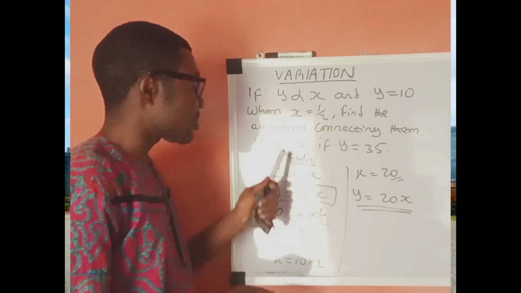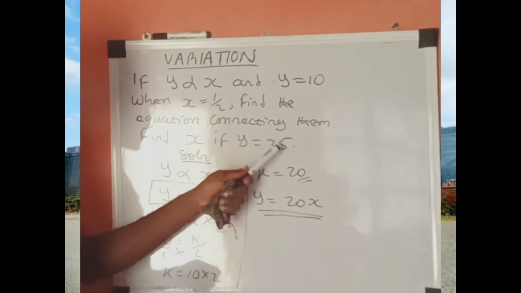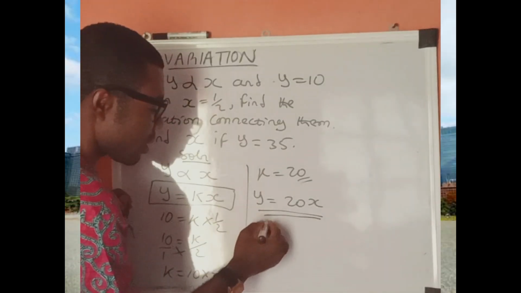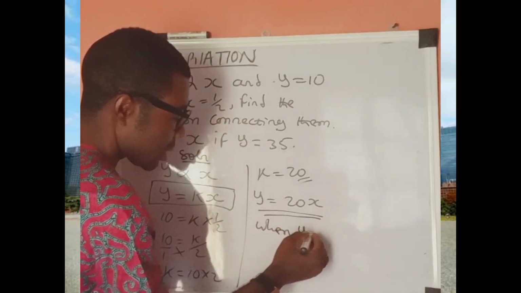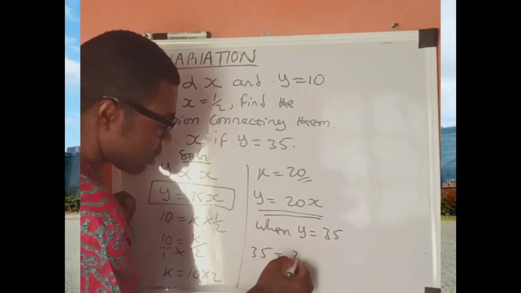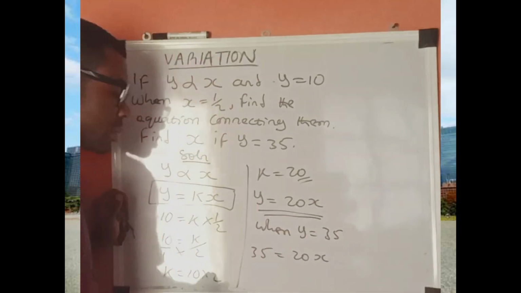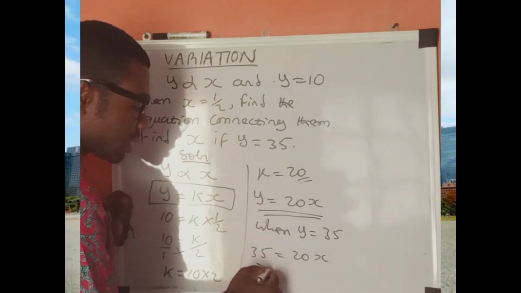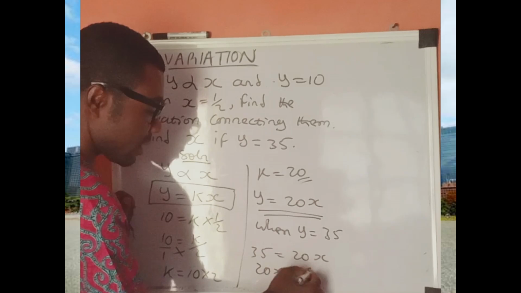So they now went further to say find x if y is 35. So we'll say when y is 35, we have 35 equal to 20x. And of course, 20x will be equal to 35.